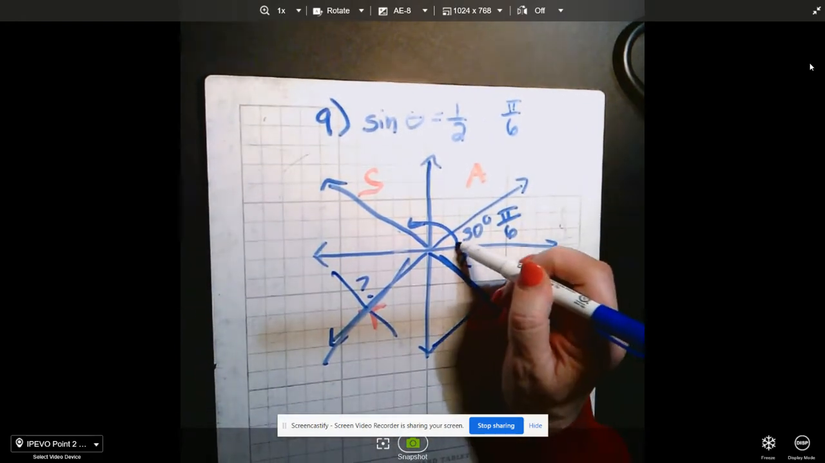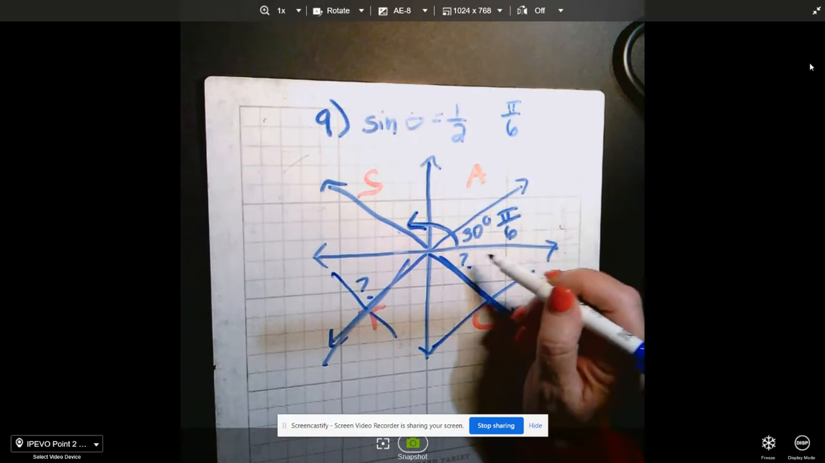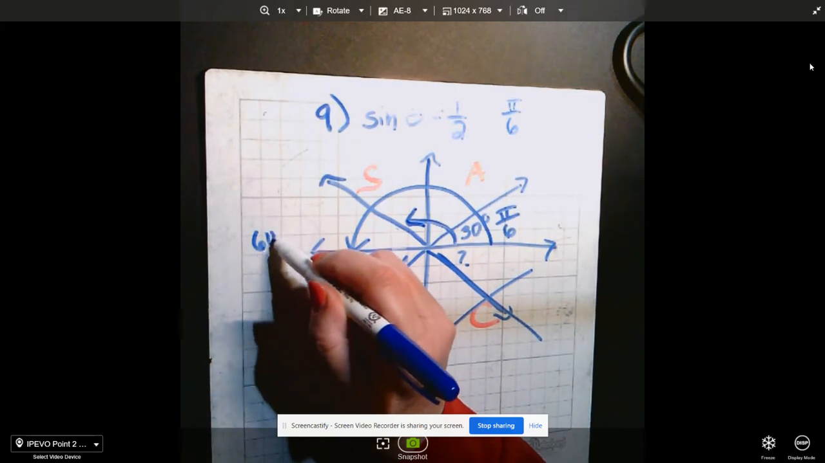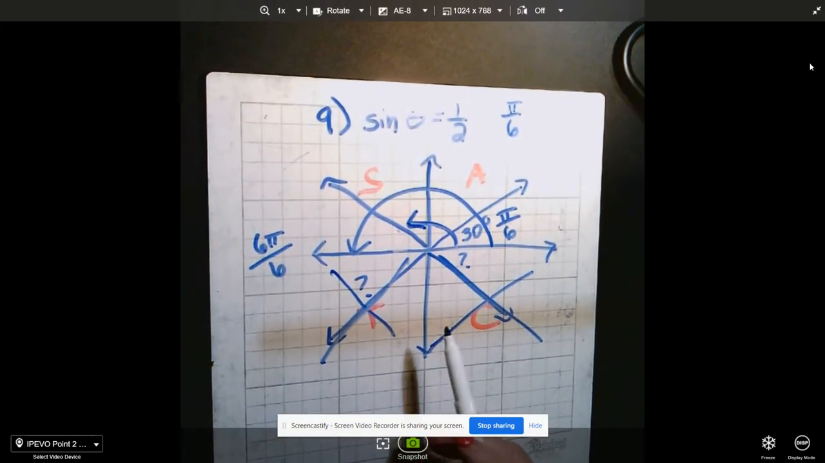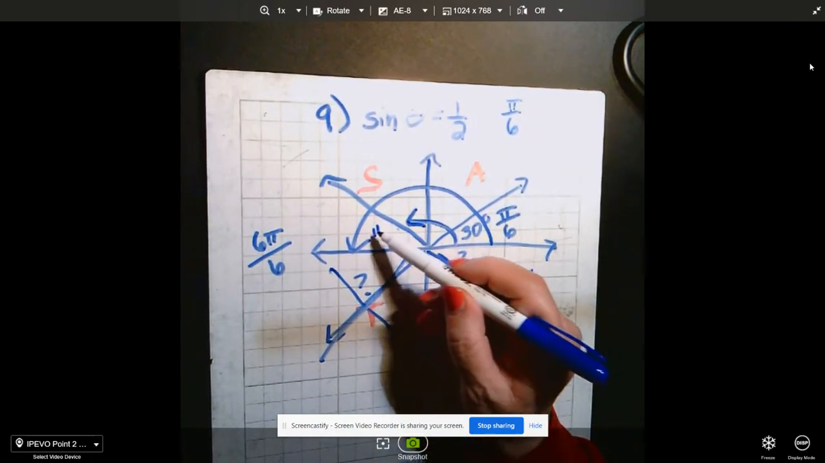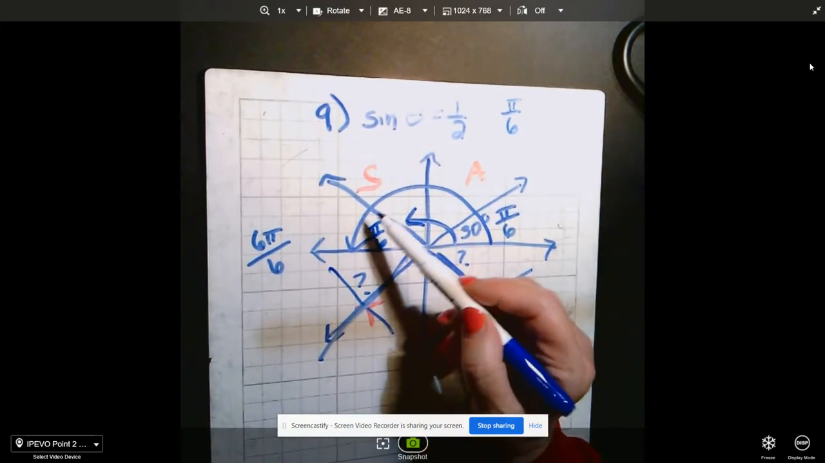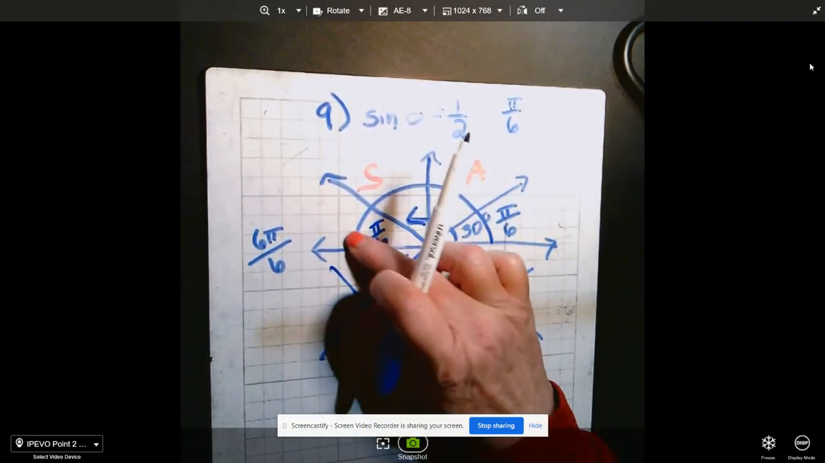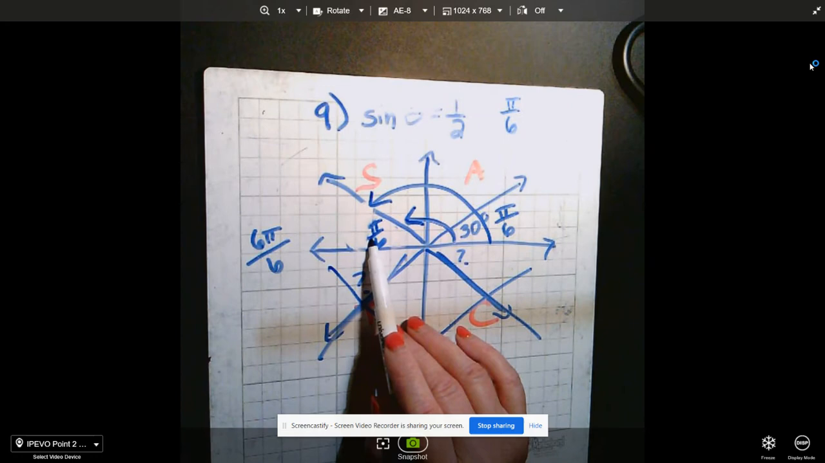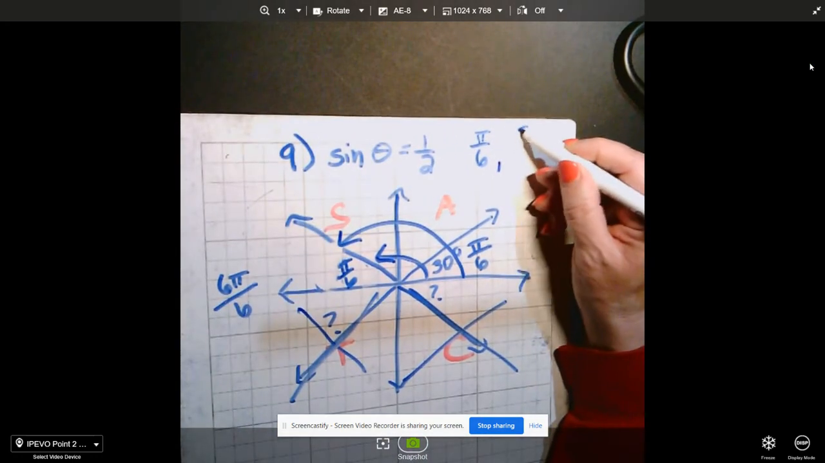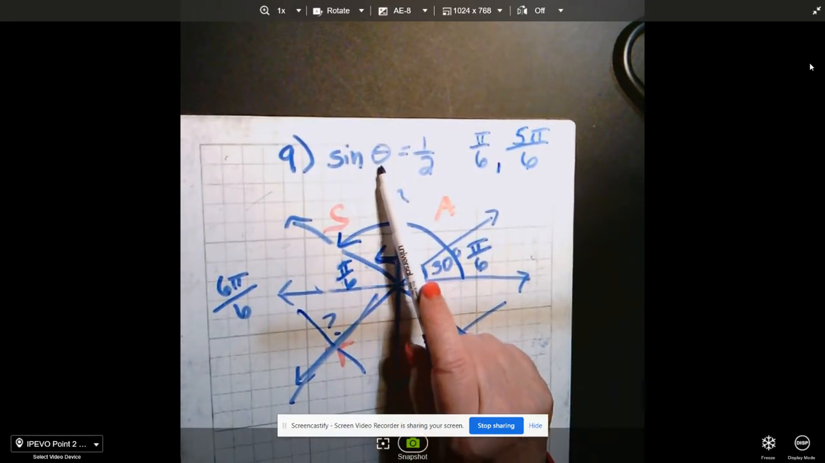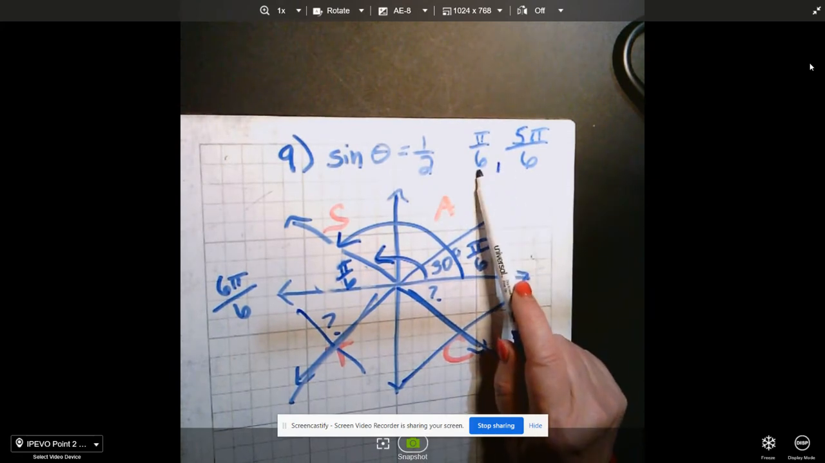So then we have to ask ourselves, what is the measure of this angle? If I went all the way here, that would be simply pi, or 6 pi over 6. But if this angle is pi over 6, this angle here is also pi over 6. I don't want to know the full angle. I want to know the angle just to here. So I have to take 6 pi over 6 and subtract pi over 6, which will give me 5 pi over 6.